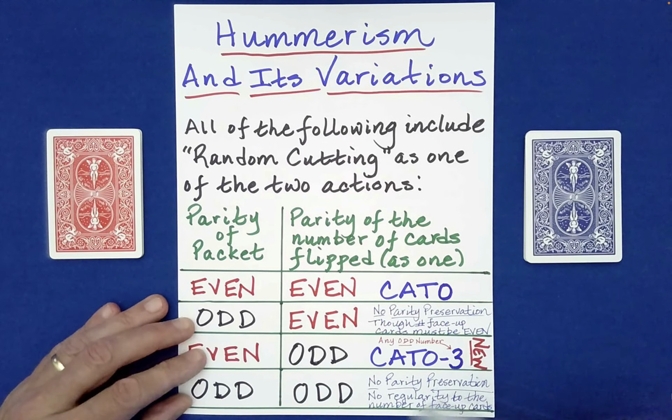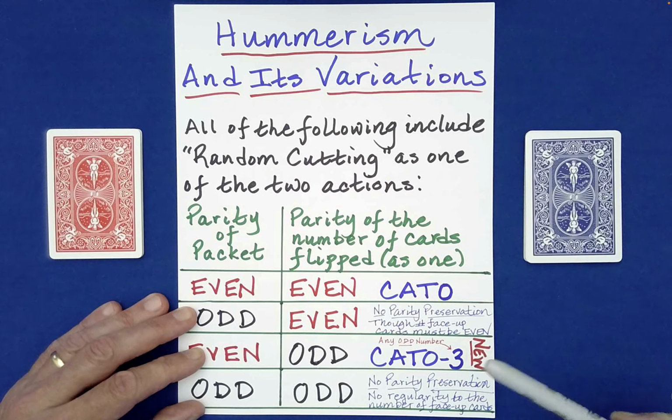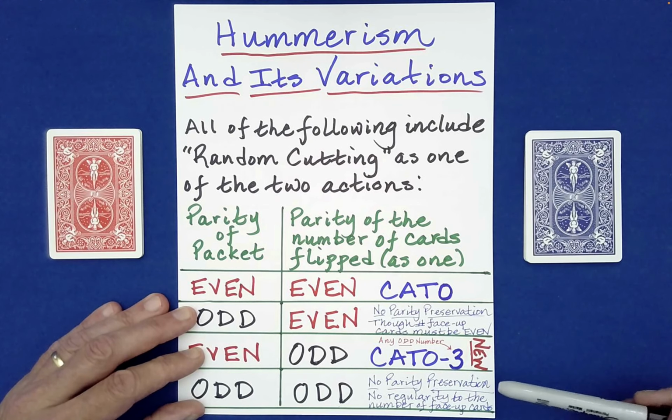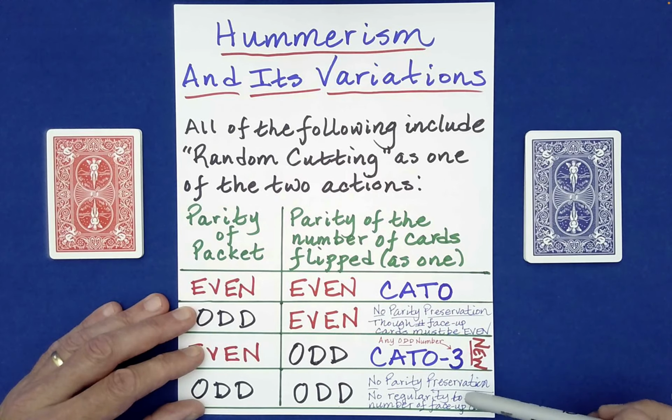And then the final case is where you have an odd number of cards and you're flipping an odd number of cards. And this seems to be the least helpful case because there doesn't seem to be any parity preservation whatsoever of the cards and no regularity to the number of up-facing cards.